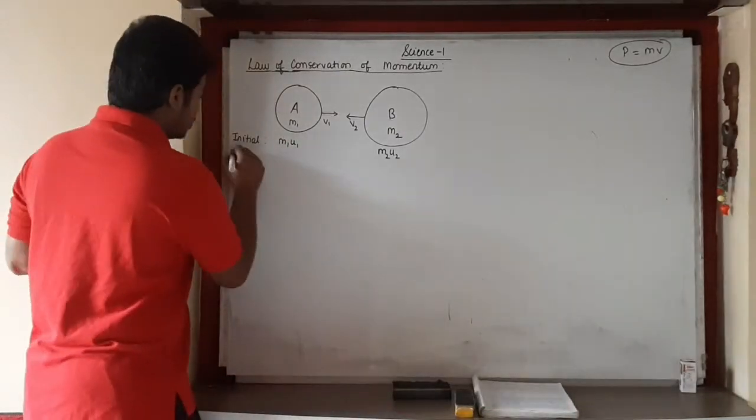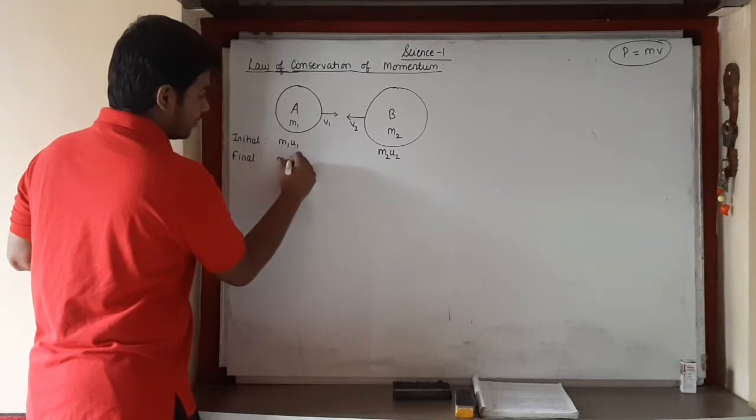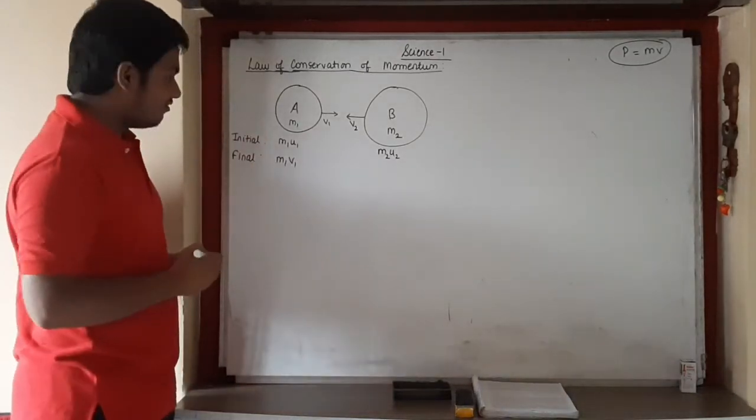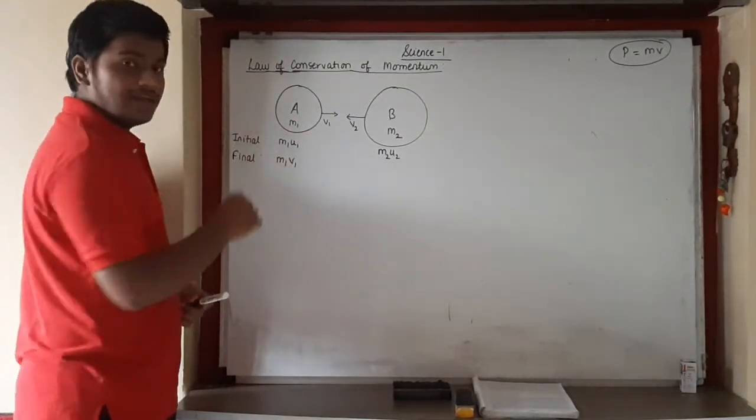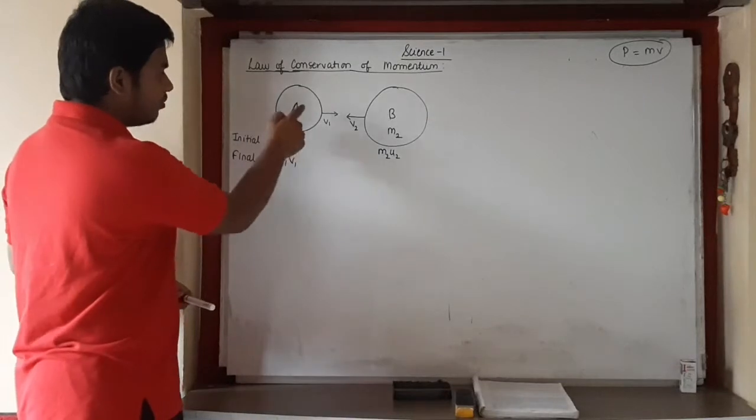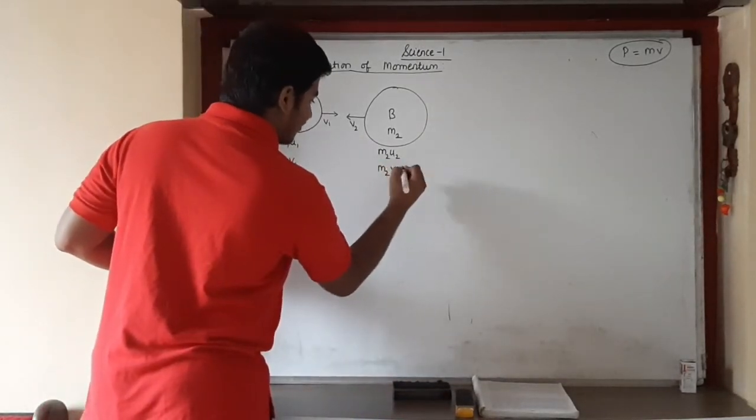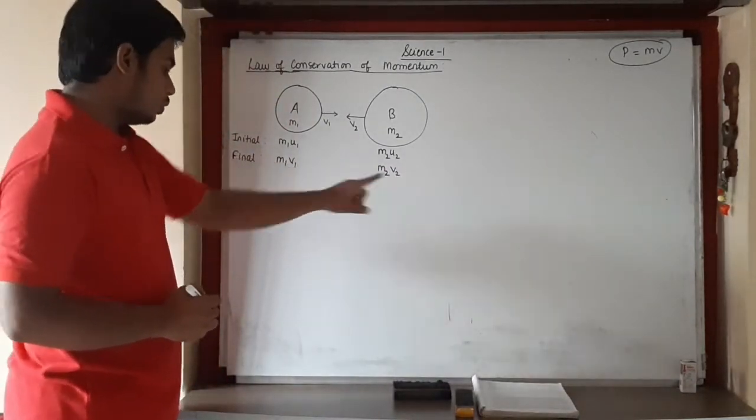So after collision, the final momentum will become mass multiplied by velocity. Final velocity is denoted by v. So mass, that is m1, multiplied by final velocity, that is v1, is the final momentum of the first object, and mass 2 multiplied by velocity of the second object is the final momentum of object 2.